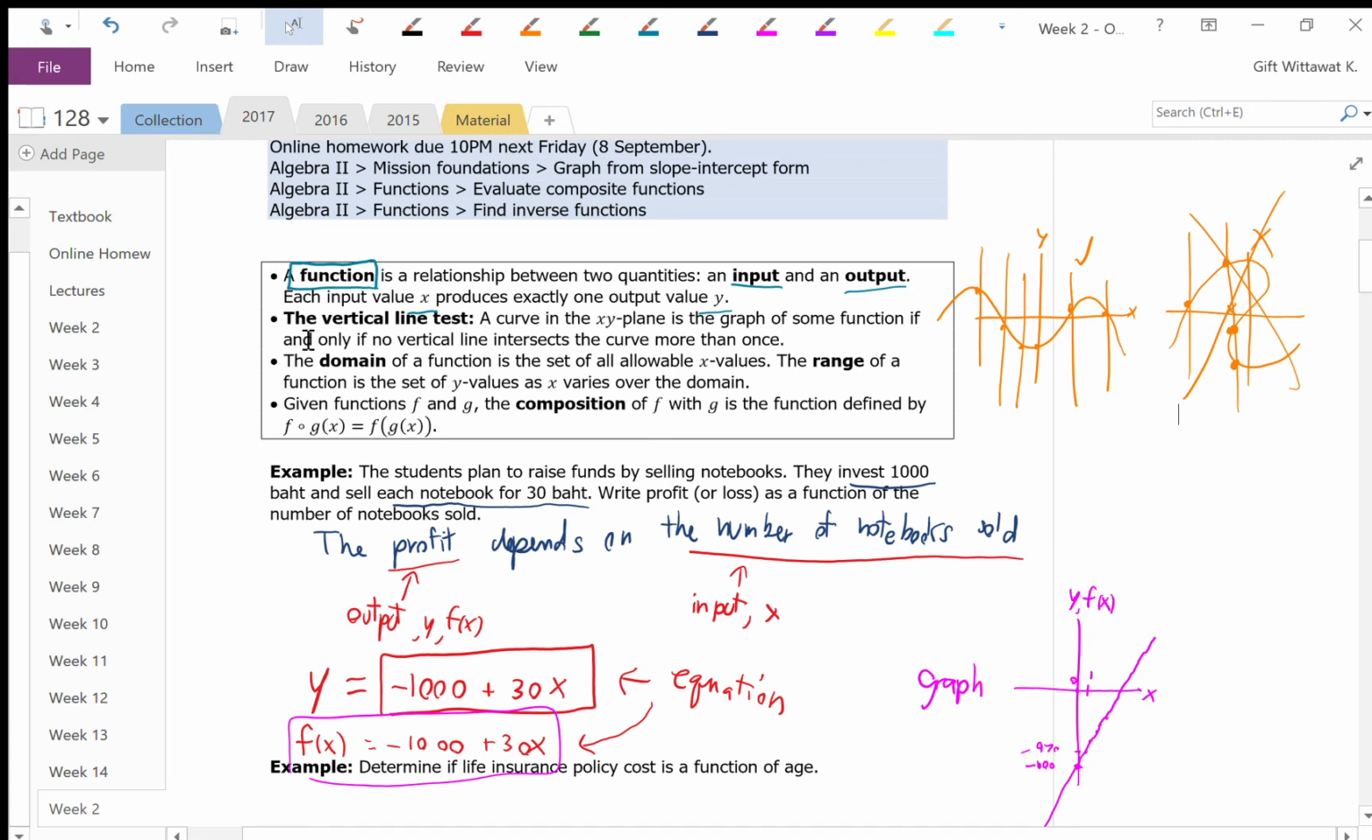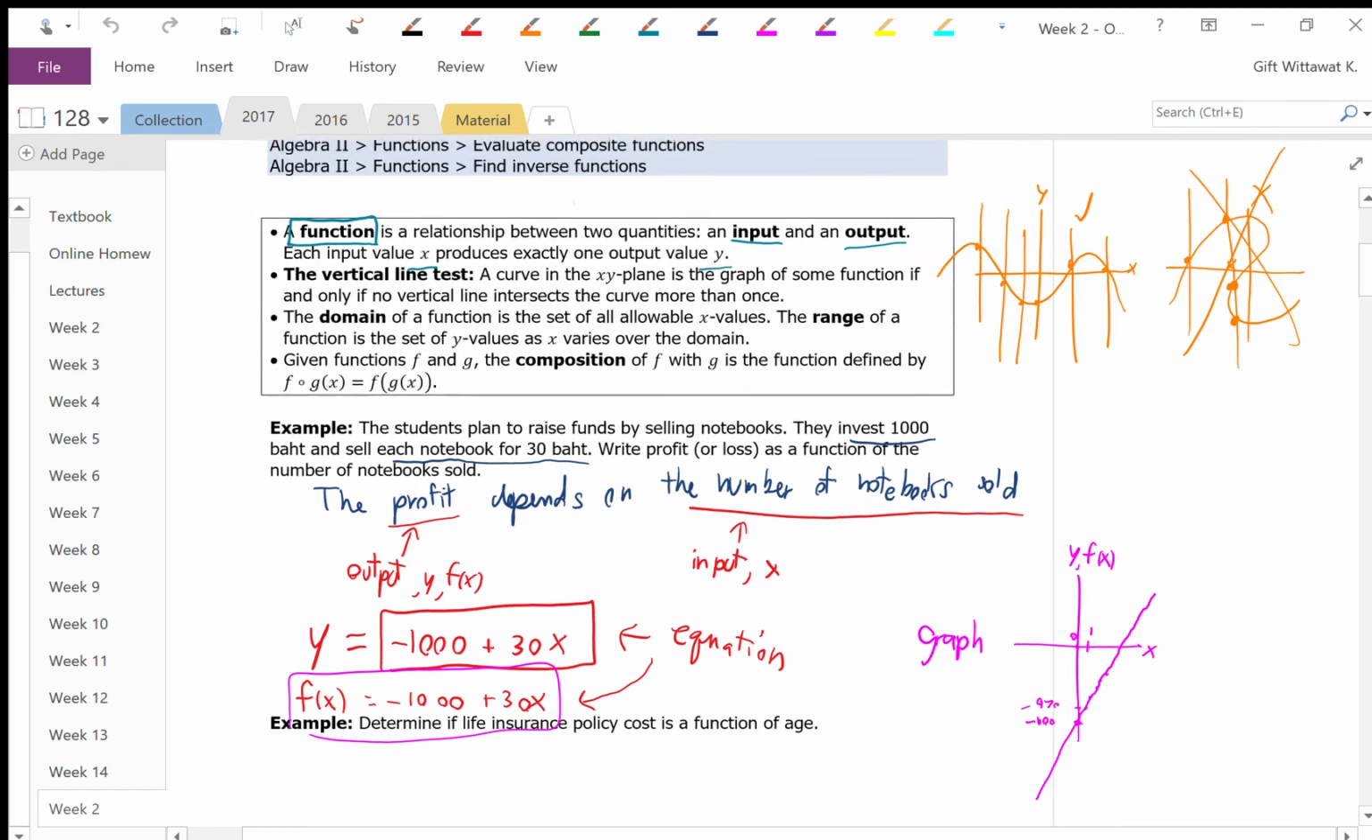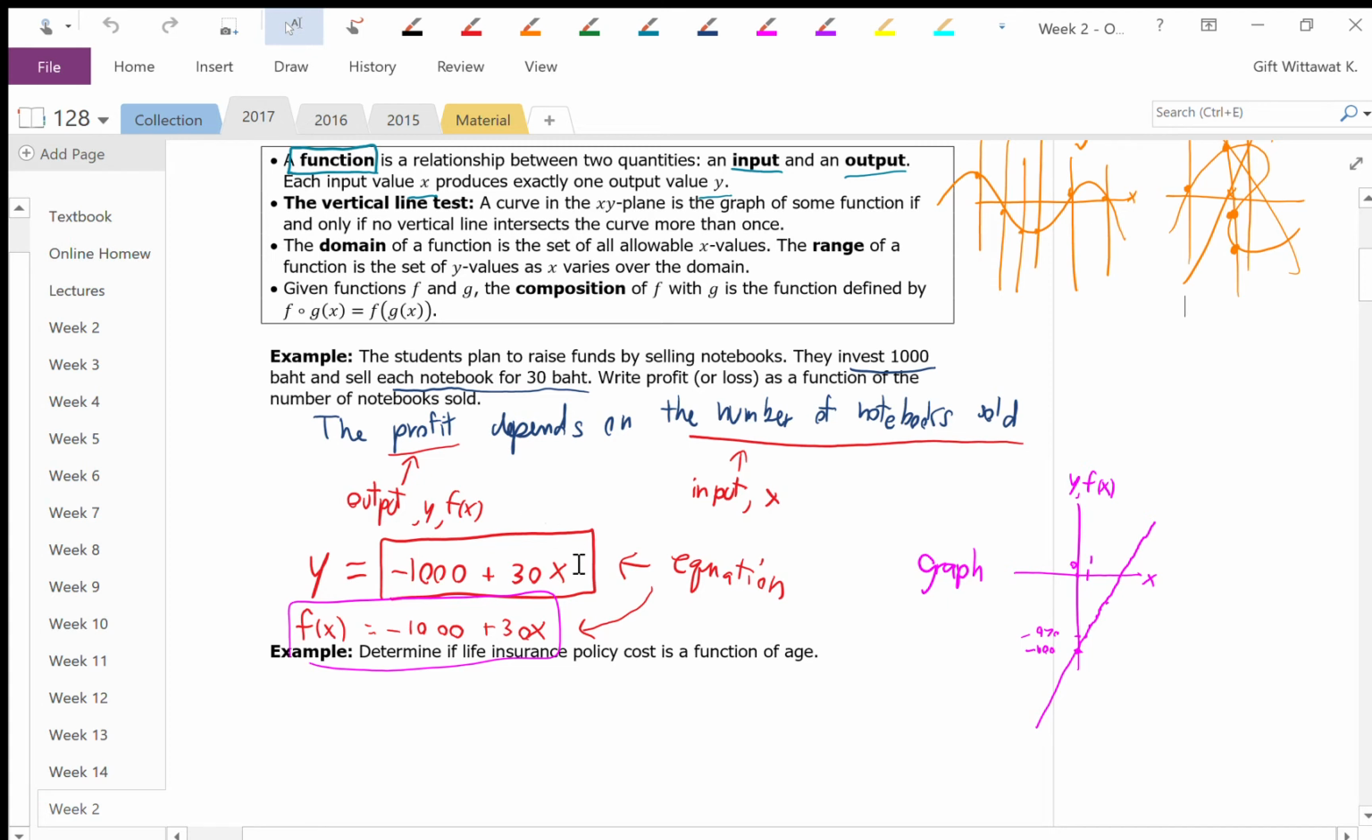The domain of a function is the set of all allowable x values. The range of a function is the set of all possible y values as x varies over the domain. So if I want to make the notebook example that we had a while ago more complete, I can just add the domain. Because the number of notebooks that I sell has to be positive, my x is going to be bigger than 0.